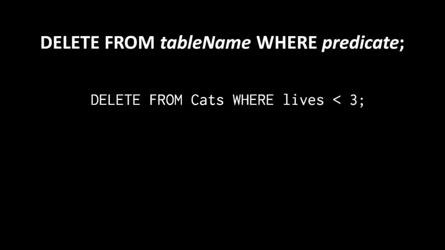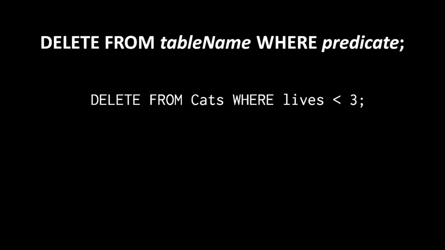To remove rows from a table, we use the delete statement and write delete from the name of the table, the reserved word where, and then the predicate. Some Boolean expression, basically. So here, for example, we're deleting from the cats table every row in which the lives value is less than 3.